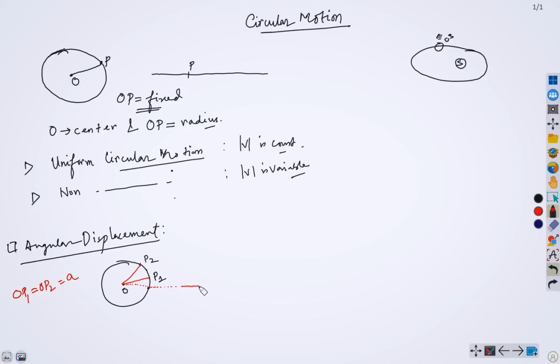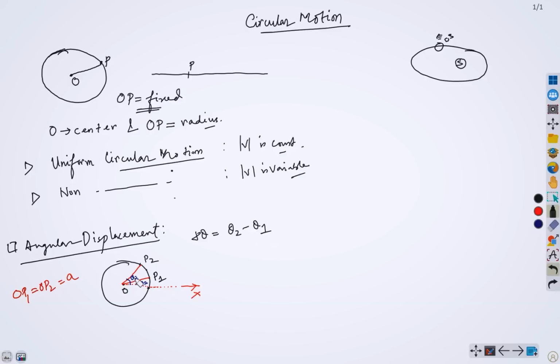Now let's say this is the horizontal axis, the x-axis, and let's say this one is theta 1 and this one is theta 2. Okay. So we will say delta theta is theta 2 minus theta 1. As we see, it is the angle between the initial and final position. What was its initial position? It was at theta 1, right? The particle initially, say, was at P1, so initially its angle with respect to the x-axis was theta 1. Then the particle moves and comes to P2 position. It makes an angle theta 2 with respect to the x-axis.